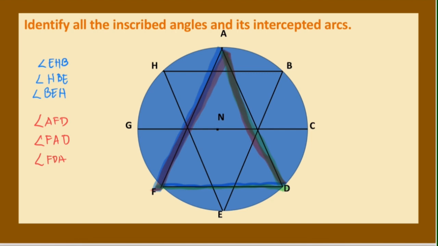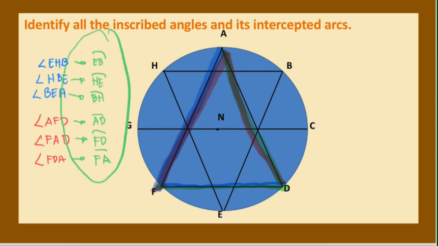And what do they intercept? Again, just like earlier, we just use the technique of using the letters only. Ayan. So, madali na yan. For EHB, ang intercepted arc na ito, si EB. For HBE, it's HE. For B, it's BH or HB. AFD, AD, that's the arc. For FAD, it's FD. Then for FDA, it's FA. Again, these are the intercepted arcs, but remember again, they're not congruent for inscribed angles. It's going to be different.